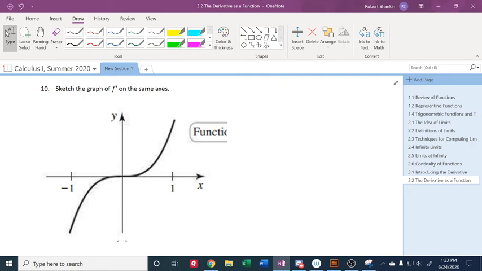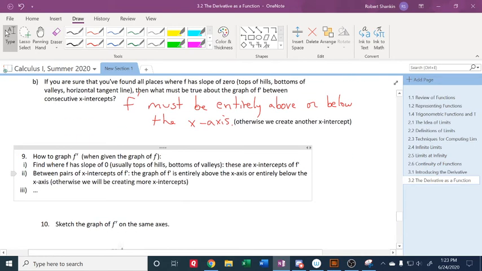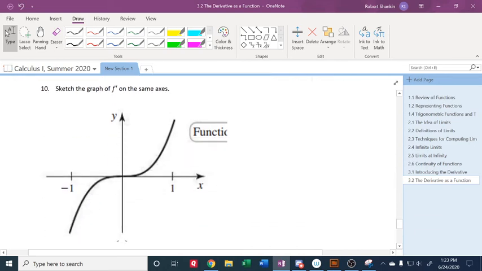Alright, so before we start, does anybody recognize this curve? This is y equals what? X cubed. Very good, y equals x cubed. And we'll do the first step. The first step: find where f has slope of 0. Where does it have slope of 0?